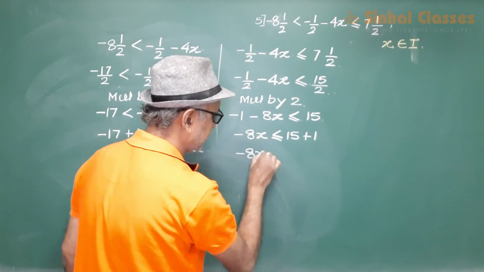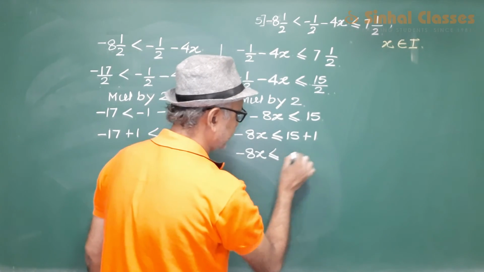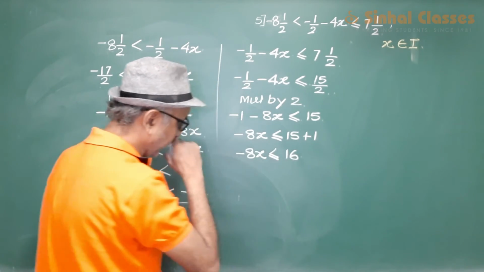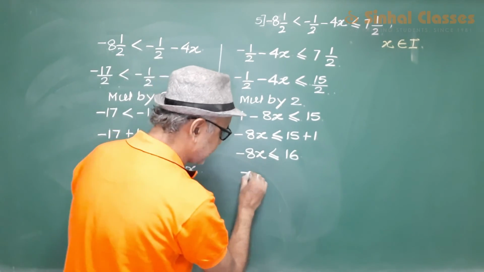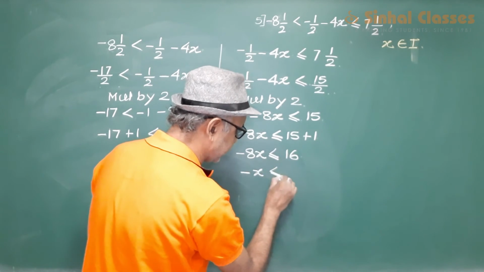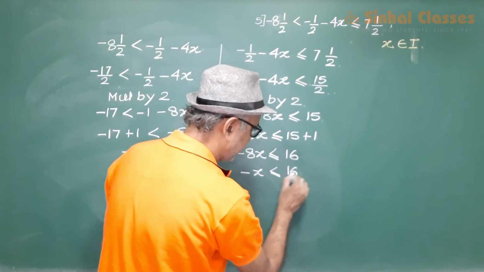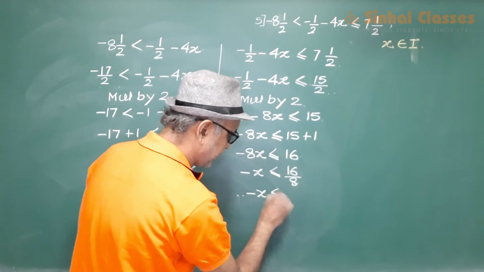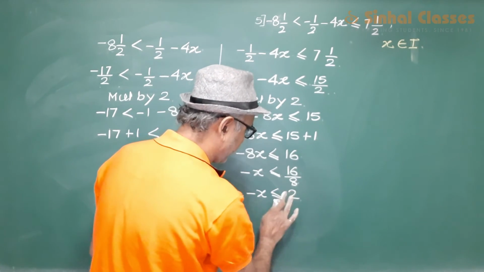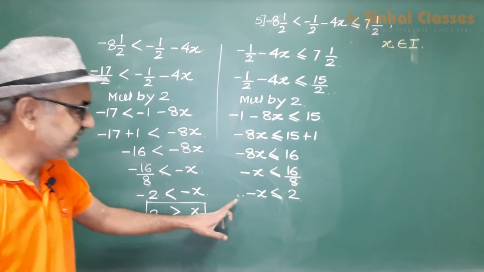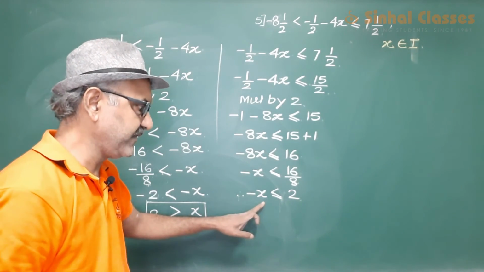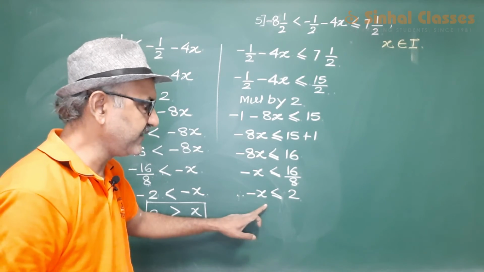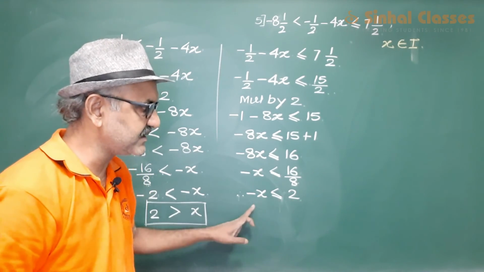Minus 8x less than or equal to 16. Keep minus along with this x. Shift only this number 8. You get minus x less than or equal to 2. Now since this is minus x, change that to positive x. When you are changing this to positive x, you have to divide both sides by minus 1.